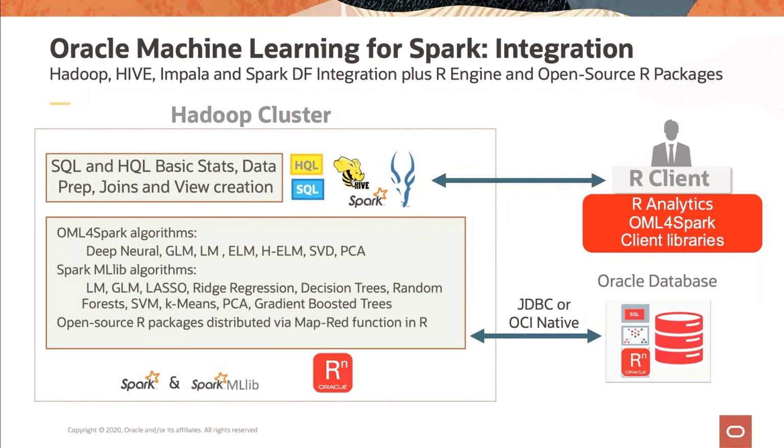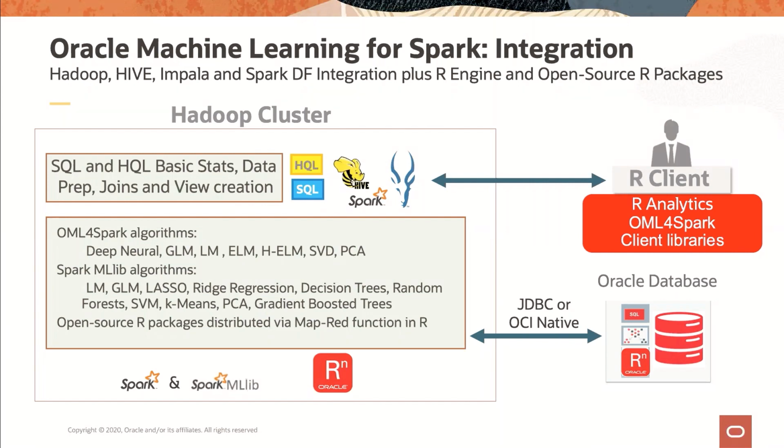From our R client as well, we can launch these Spark-based algorithms. We have OML4Spark algorithms that we built ourselves. So this is deep neural networks. We have GLM, LM, ELM, so extreme learning machines, hybrid extreme learning machines, and then singular value decomposition, SVDs, and also PCA, principal component analysis.